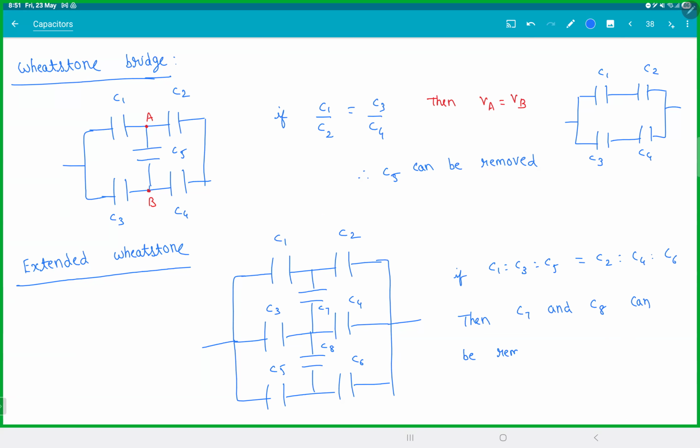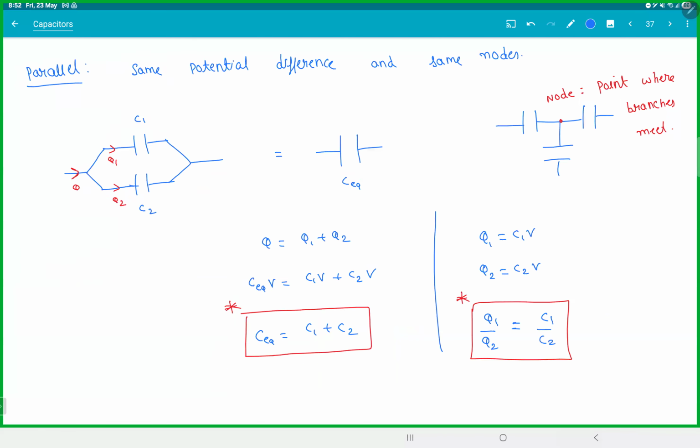That is one thing in this extended Wheatstone bridge. You have to satisfy the whole condition. You can't remove only C7 because of C1 by C3 is C2 by C4. If you don't remove C8, the C5 and C6 will mess up C3 and C4. So it's an extended Wheatstone bridge. You can have any number of layers, but all that ratio must be maintained. Yeah, the two techniques, series and parallel and Wheatstone. Clear with this? Then let's go ahead with the problem.